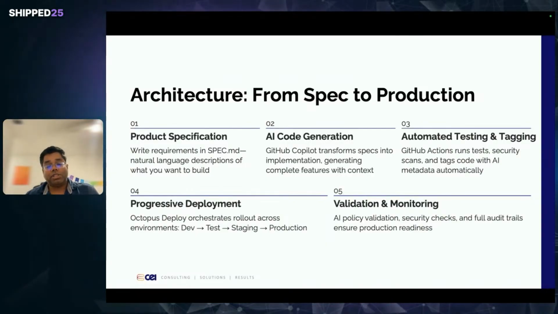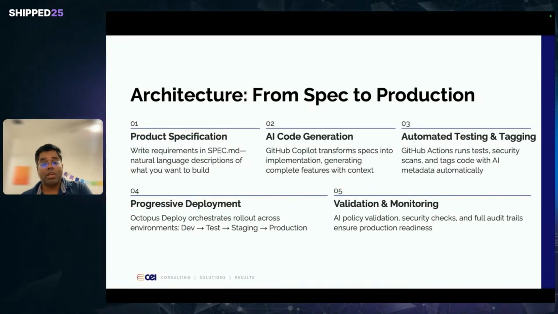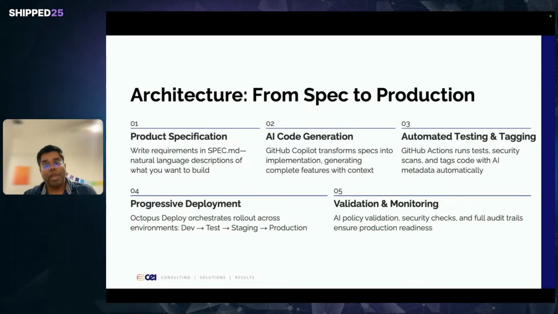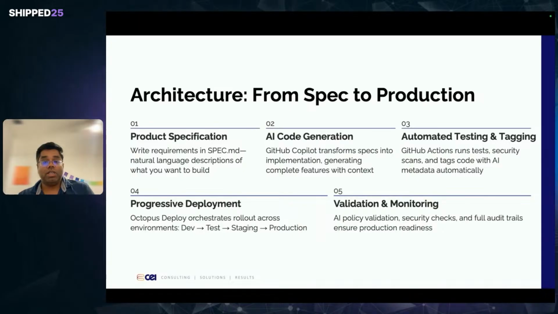Octopus Deploy orchestrates the rollout across the different environments, like dev, test, staging, and production. So here we are using AI policy validation or additional security checks and full audit trails to make sure the AI generated artifact is ready for deployment. So that's where Octopus Deploy really comes into place.